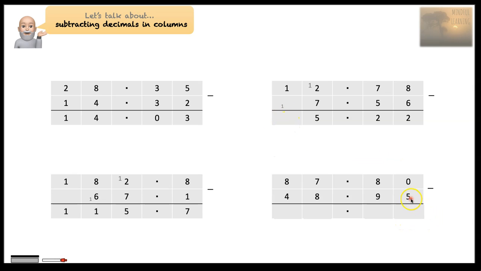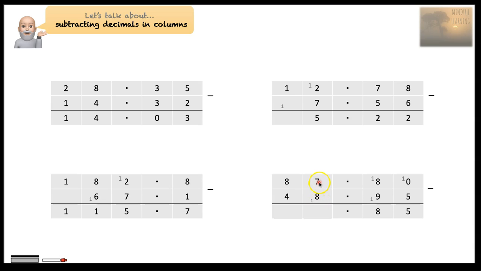For our next example, 5 from 0 won't go, so we borrow and pay back. Now 5 from 10 is 5, and over here 1 plus 9 is 10. We're taking that from 8, we can't do that, so again we borrow to make this 10 from 18, and we've paid back our 10 over here. So 10 from 18 gives us 8.